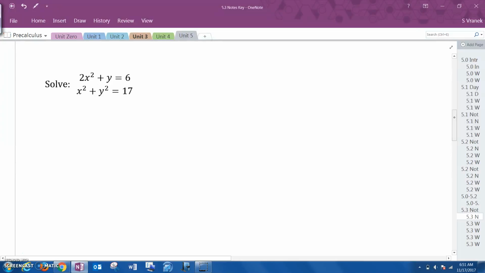This is one where, because one of the variables has both of them squared, if you notice the x squareds, the x's are both squared, you can eliminate. So I would eliminate this one by multiplying the bottom by negative 2. So I get negative 2x squared minus 2y squared equals negative 34. All right, then you add, that's 0, you get a negative y squared.